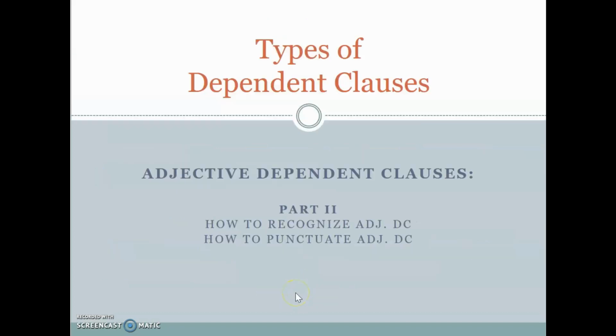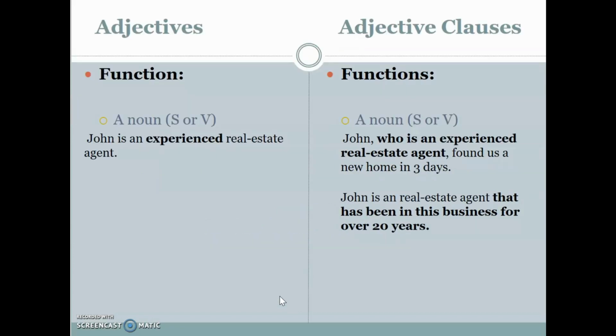In the second part, we'll talk about adjective-dependent clauses. And again, you will learn how to recognize adjective-dependent clauses and how to punctuate them. The function of adjectives is to modify nouns, either a subject or an object. For example, John is an experienced real estate agent. What kind of agent? Experienced.